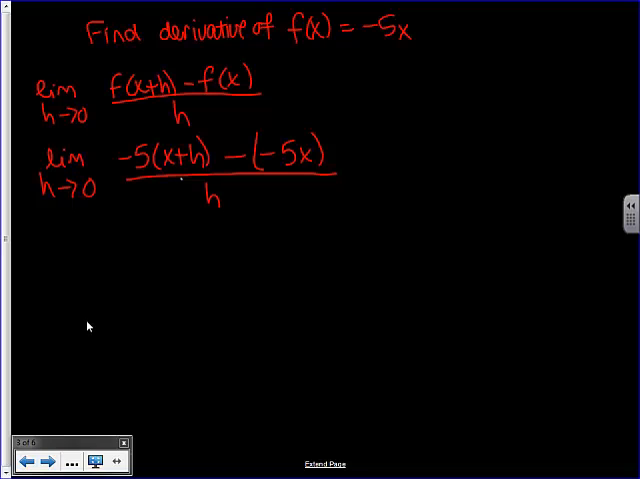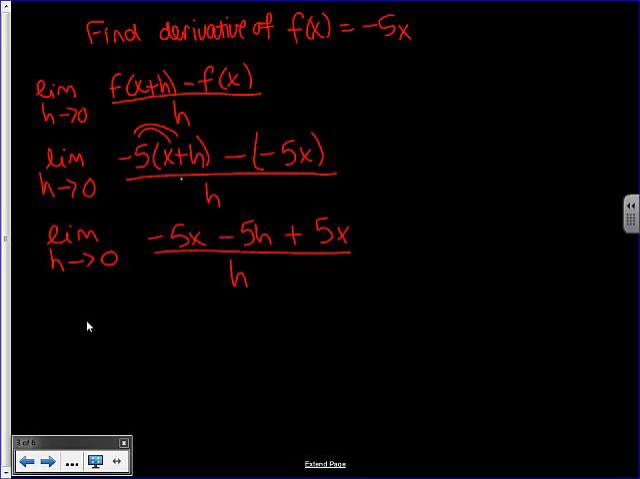Now we just have to do some algebra. So distribute my negative 5 through, change my minus minus to plus. Again, don't forget to write my limit. You have to keep up with your notation. Negative 5x minus 5h plus 5x. Minus a minus becomes a plus, all divided by h. Now let's look at some things. Let's combine some like terms here. What can cancel? Well, negative 5x and positive 5x.